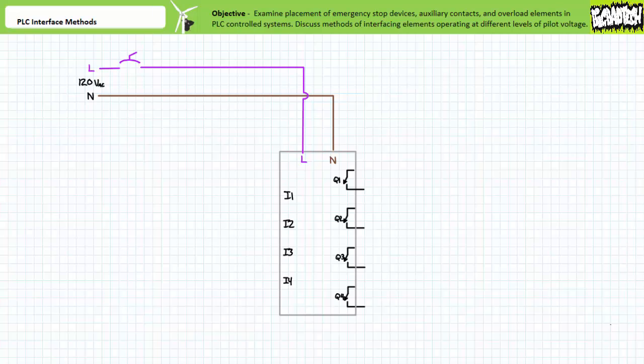Since this exercise has the potential to get confusing rather quickly, note I'm illustrating the line connection of the 120 volt AC source using a nauseating shade of purple, my second least favorite color, and the neutral connection of the 120 volt AC source using brown. Next, let's examine the input.